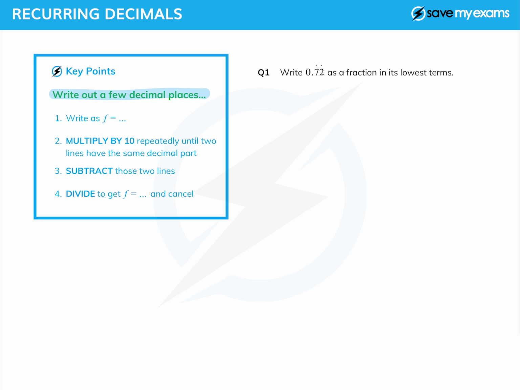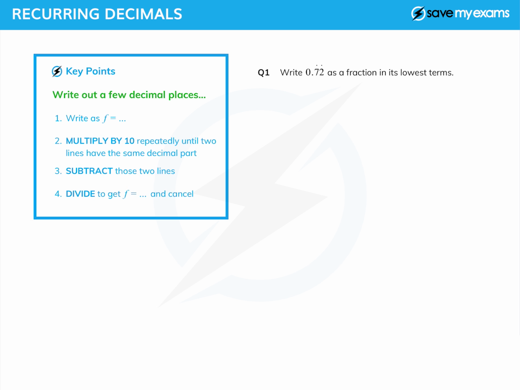Now, we need to show our working when we do this. The question's always worded carefully so that we have to. And we are going to do it like this. First thing I would do is write out a few decimal places so that I can see clearly what the number actually is. And then I'm going to write it as f equals. And when I've done that, I'm going to multiply by 10. And I'm going to keep multiplying by 10 until two of my lines have the same decimal part. At which point I will subtract those two lines and I will divide to get f equals on its own, and I will cancel. So let's have a go with a couple of these.